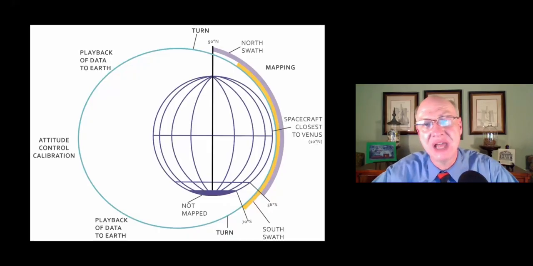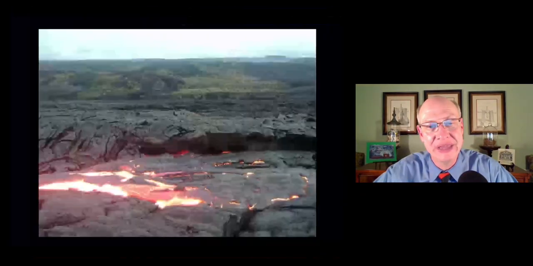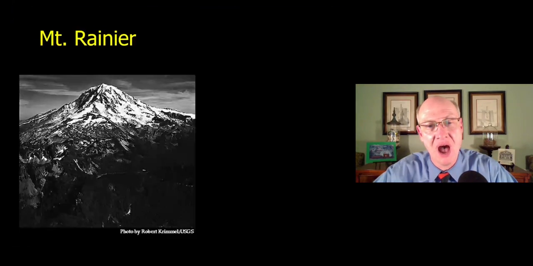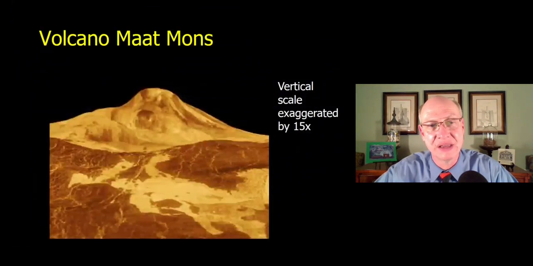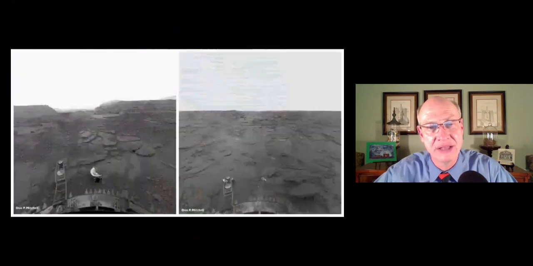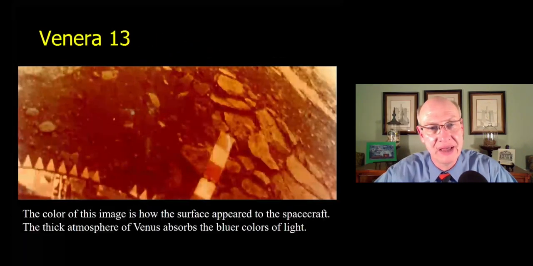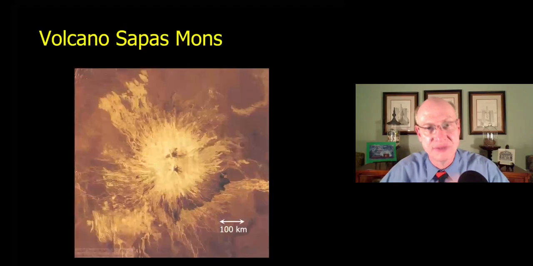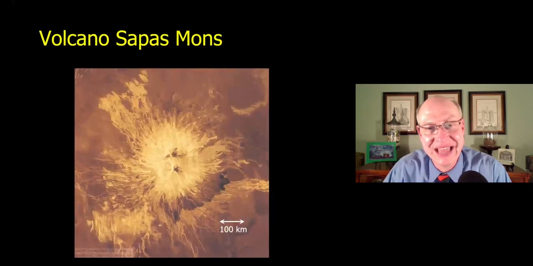And it is the Magellan mission to Venus that gave us these absolutely amazing images of the volcanoes on Venus, like Maat Mons and Sapas Mons, and this one of Sapas Mons again. So these are the volcanoes on Venus, and these fantastic maps of these volcanoes came from the Magellan mission to Venus.